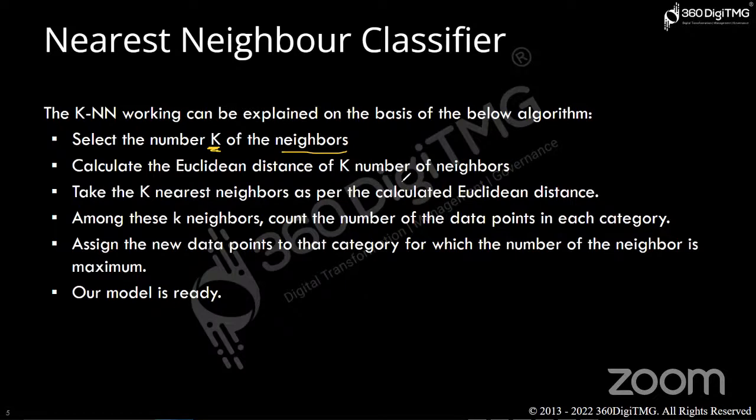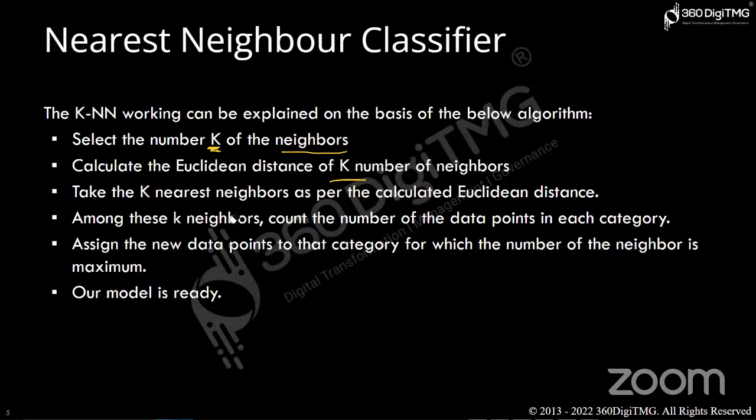of the k data points from the data point. We will measure the distances to the nearest data points, and we'll take all those which are the shortest, the first k numbers. The shortest k distance values, k neighbors, we will take. Take the k nearest neighbors as per the calculated Euclidean distance.